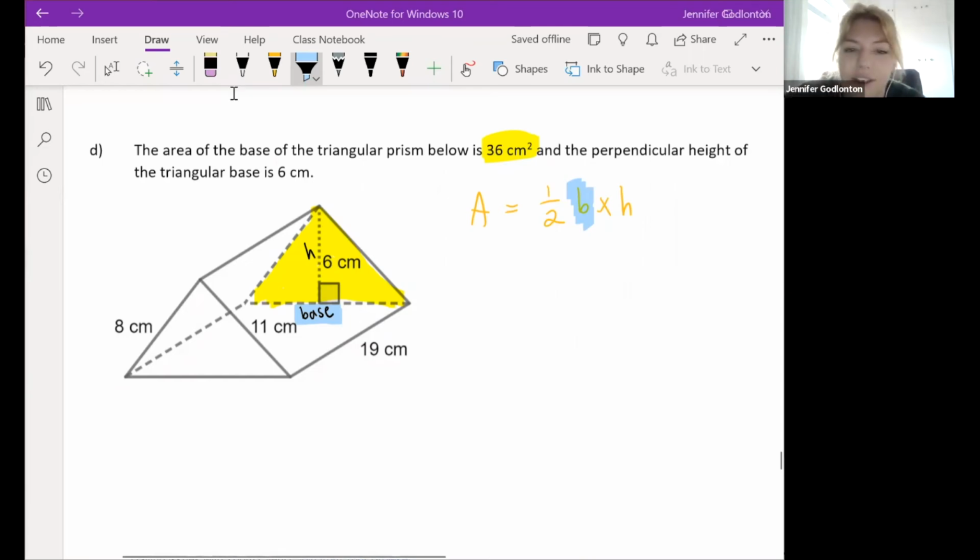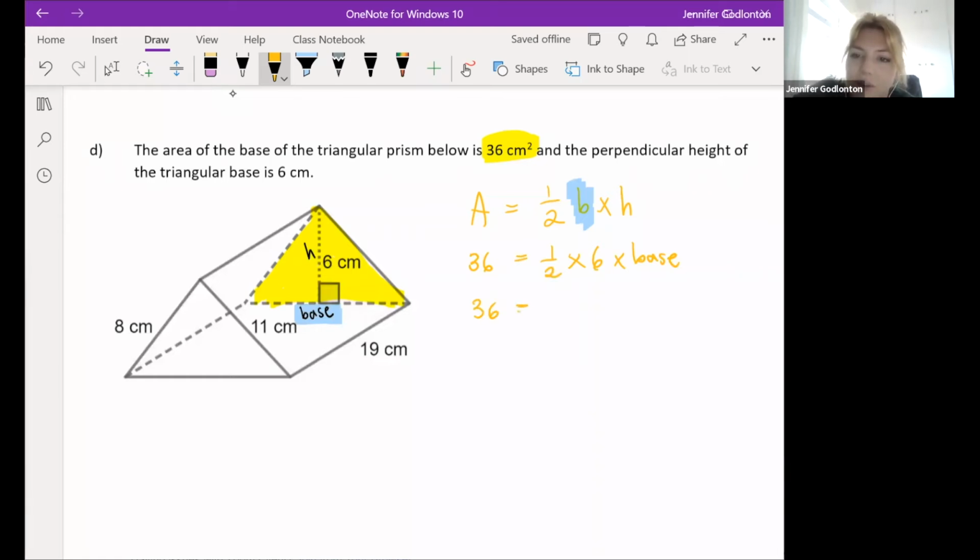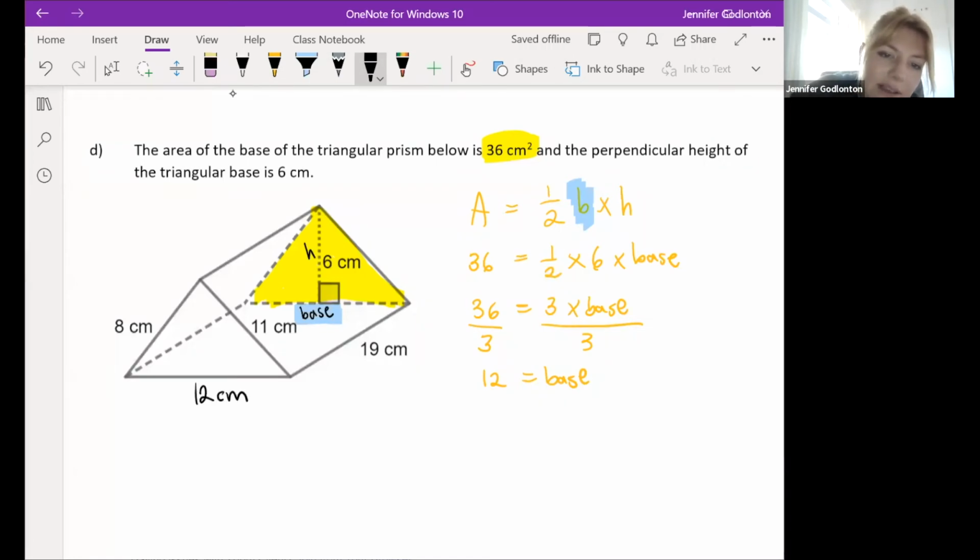I'm going to do this as a step-by-step thing. If I was just working out my base, I'd use the area that they've given me, which is 36, and that's equal to a half times base times height. So I'm going to write my 6 in there, and I'll write the word base so that you don't think my B is a 6. So 36 is equal to a half times 6, which is 3, times my base. Then I'm going to divide both sides by 3, and so my base is equal to 12. So now I know that this is 12 centimeters, and I know that my perpendicular height is 6.